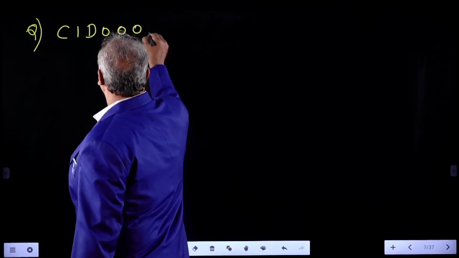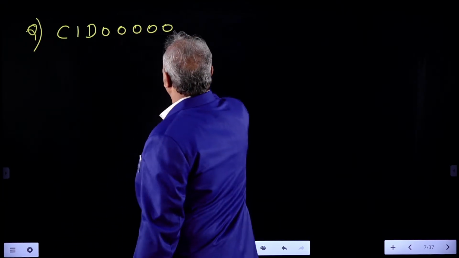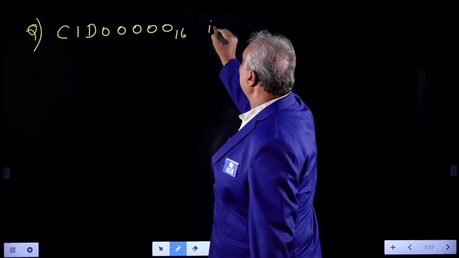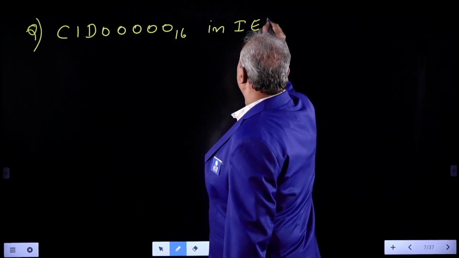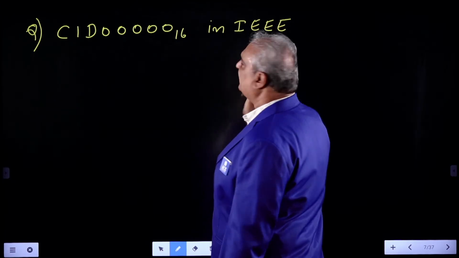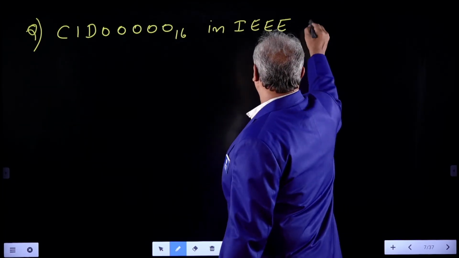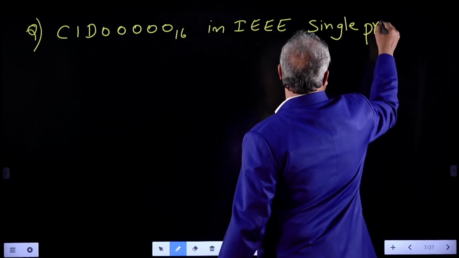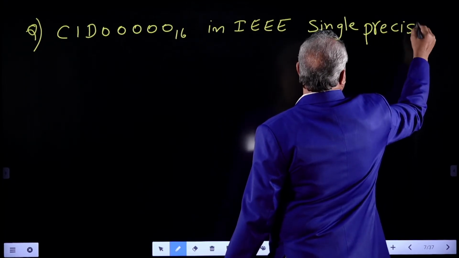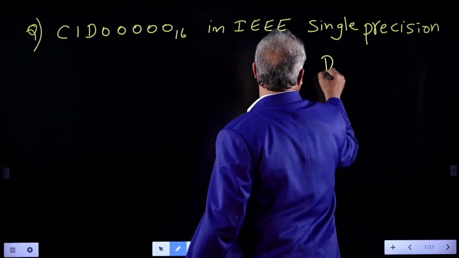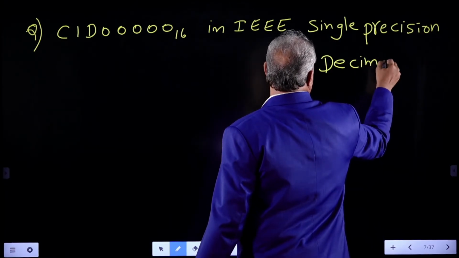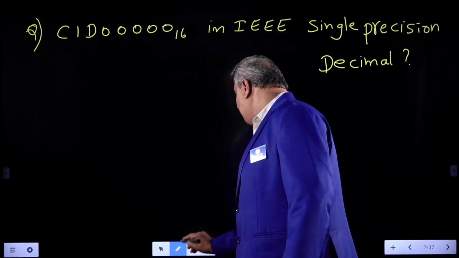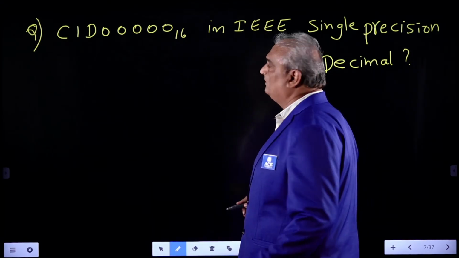C1D0 is represented in IEEE single precision. IEEE single precision means 32-bit. Single precision is also known as 32-bit. He asked for the decimal value of the same. What about the decimal value? That is the question. Then what is the procedure to solve the question?